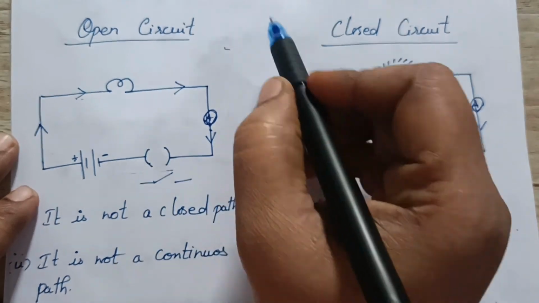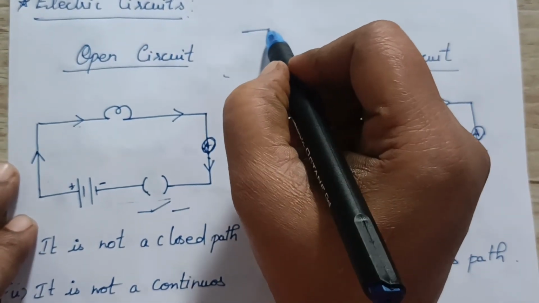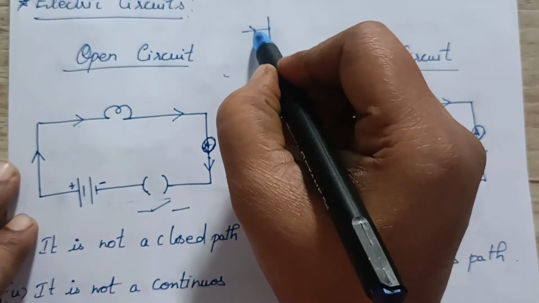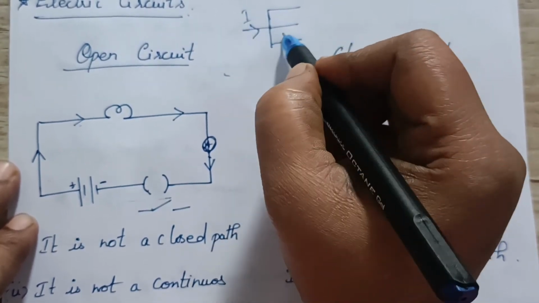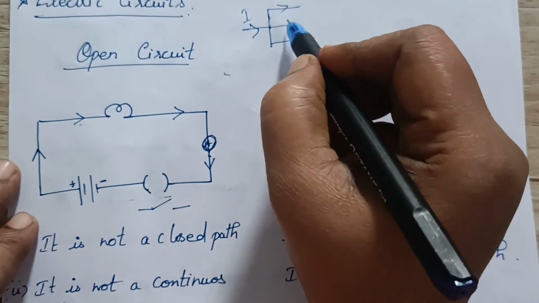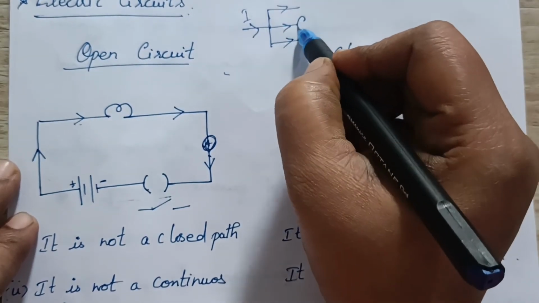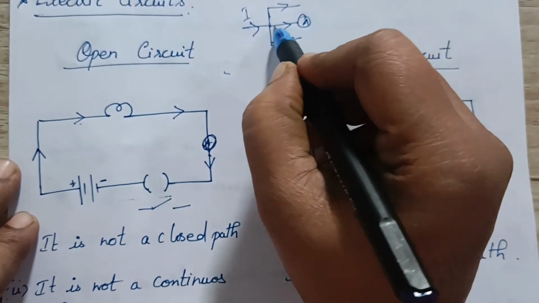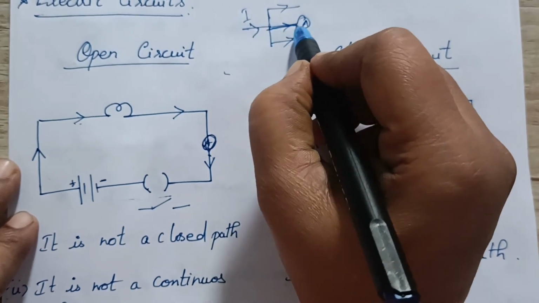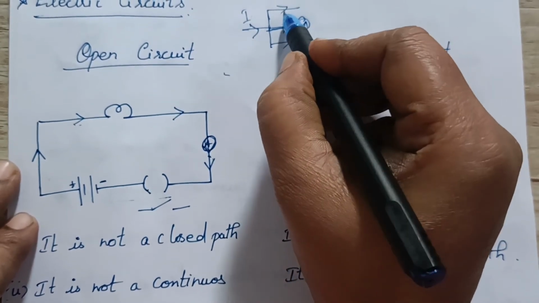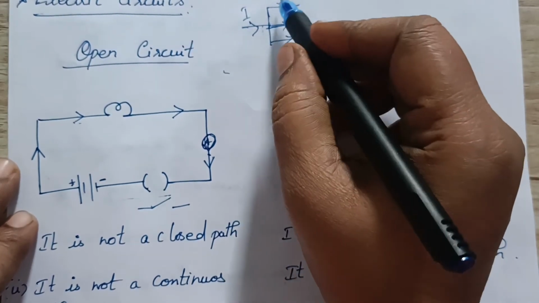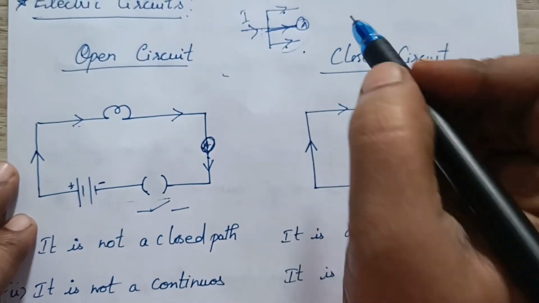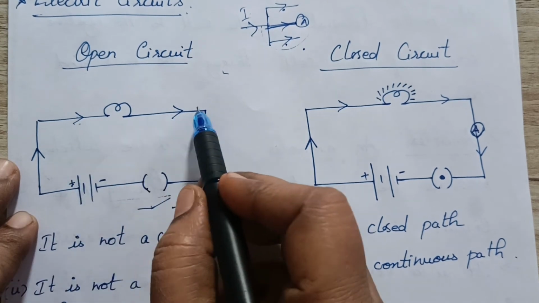When it is connected in parallel, for example, like this: here the current is flowing, and it will be distributed to all the three paths. If an ammeter is connected here, it will measure only the current passing through this path. It will not measure the current through this path or this path. So it will give a wrong value.